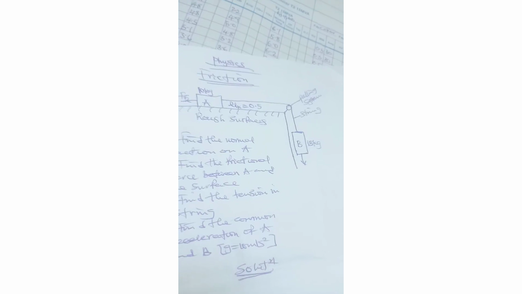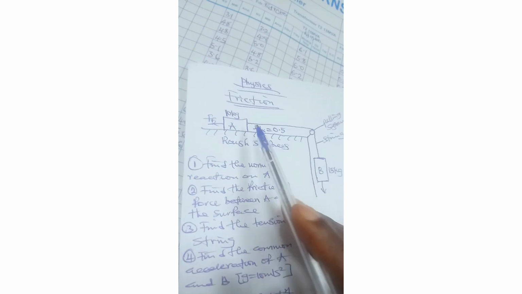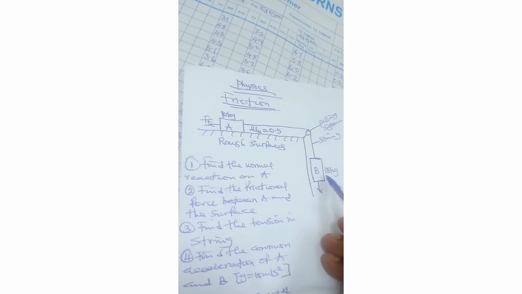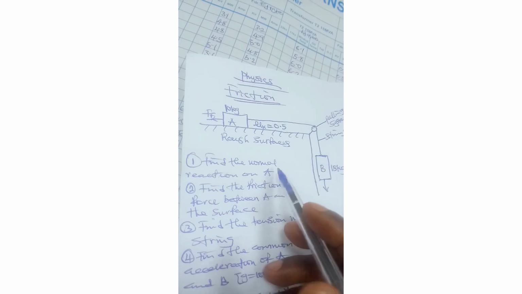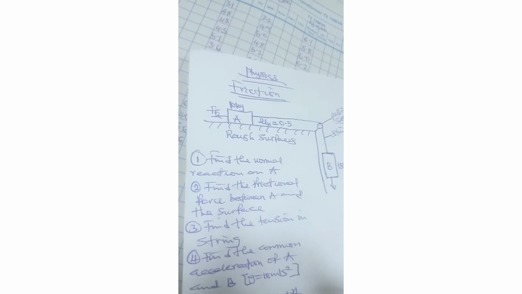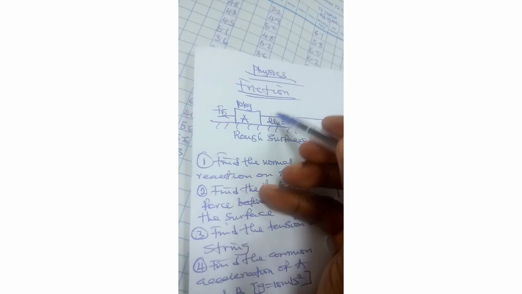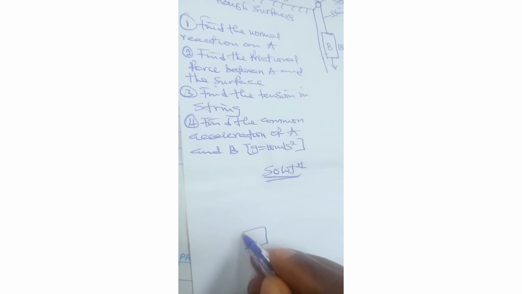Now, the two masses given in the diagram are A, which is 10 kg, while B is 15 kg. So this is a rough surface. The first question asks us to calculate the normal reaction on A. Now, before we proceed with the calculation, let's first of all analyze this mass. This mass, let's take it out. This is it now.